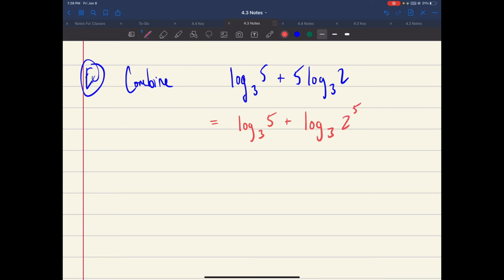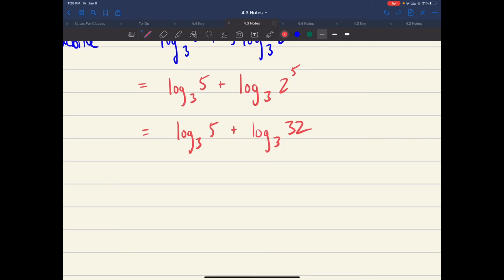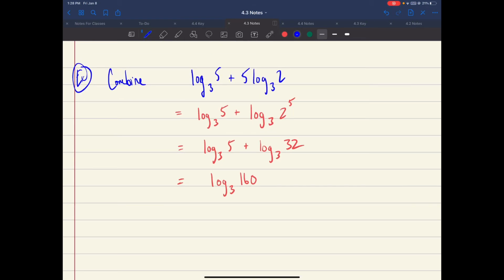And since that's a small number, I'll just calculate it. So log base 3 of 5 plus log base 3 of 32. And then I can write those as 1 log: log base 3 of 5 times 32, which is 160. And that would be as far as we could combine them.